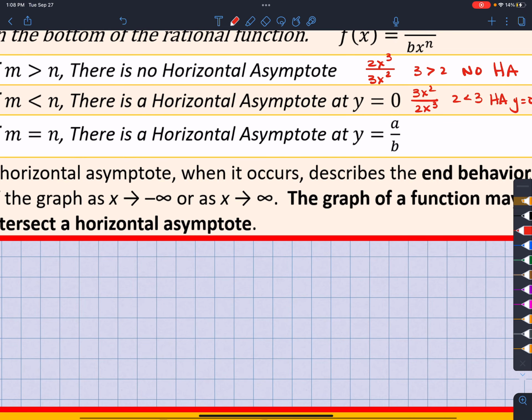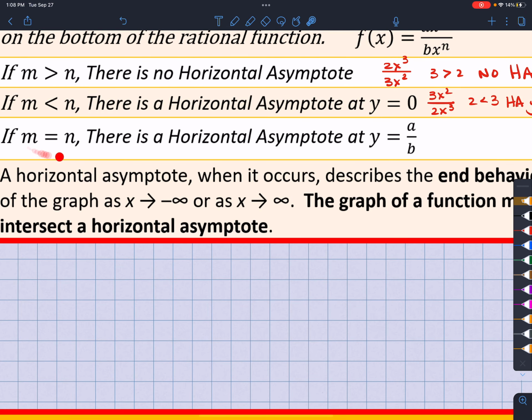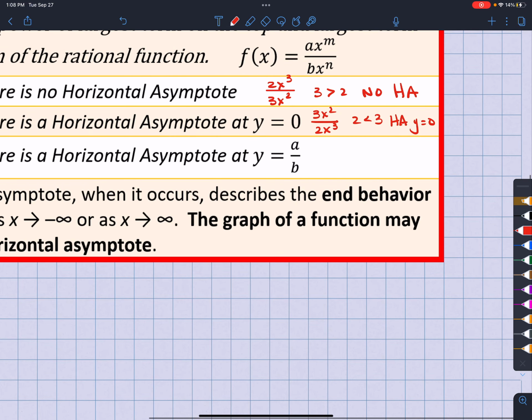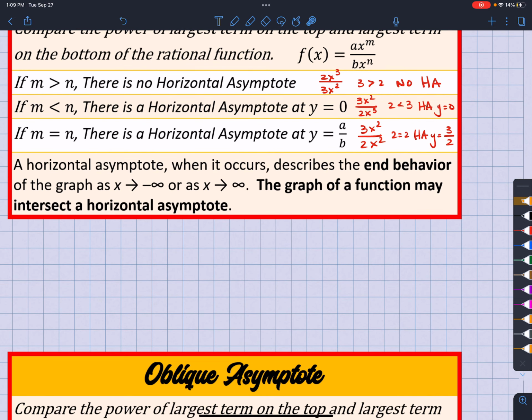And then last but not least, what if they were equal? Let's say I had 3x squared over 2x squared. Since they're the same, since 2 is equal to 2, then my horizontal asymptote would be the ratio of the 3 over the 2, which is the ratio of the coefficients. So those are the three cases.